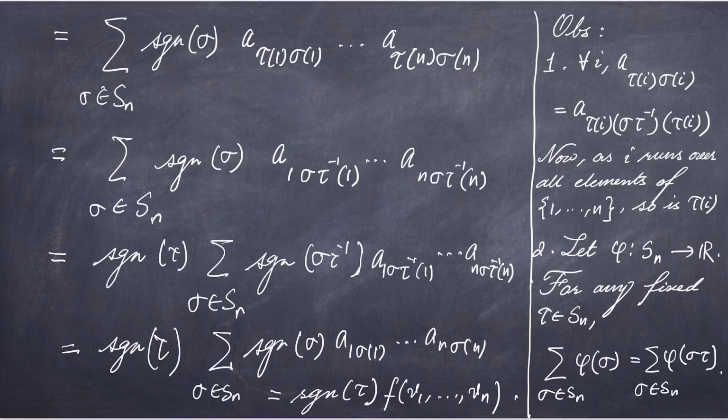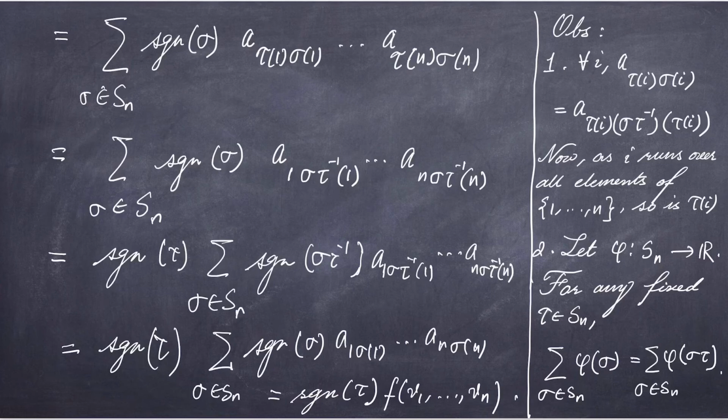Try to understand. We first observed that any such term can be written like this. So now as i runs over all elements in 1 up to n, these terms are nothing but these terms, perhaps arranged in a different manner, but since we are taking the product, it doesn't matter. Now we make this obvious manipulation, because the sign of sigma tau inverse is nothing but sign sigma times sign tau, because sign tau is sign tau inverse, and sign tau multiplied with sign tau will give us 1.